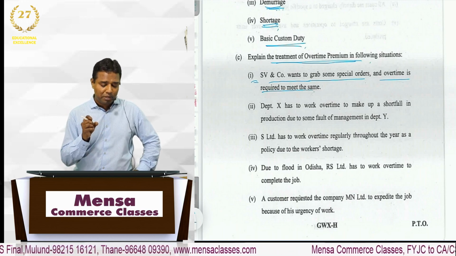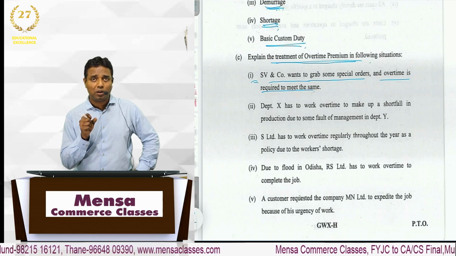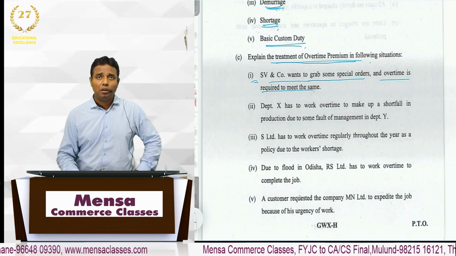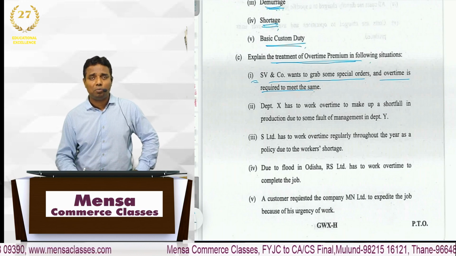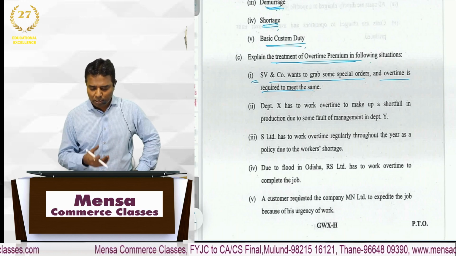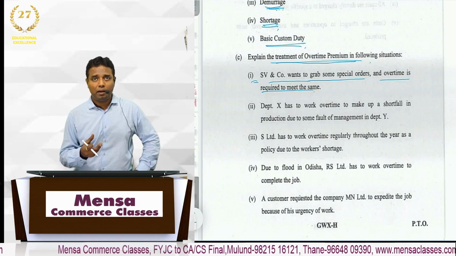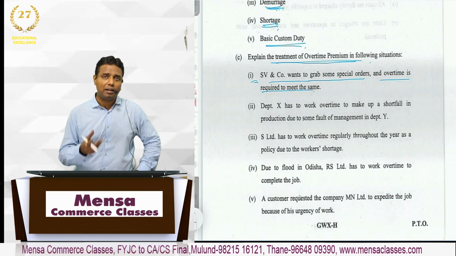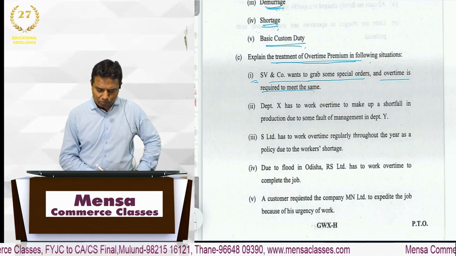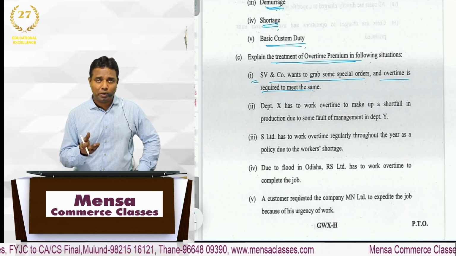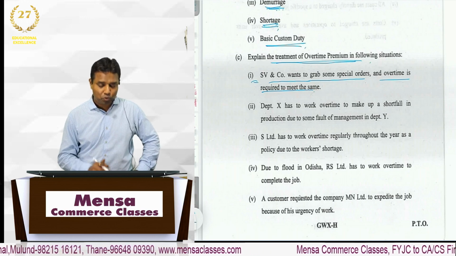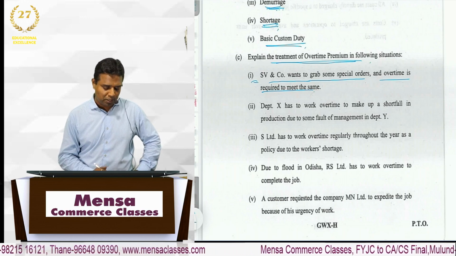Now, SV Limited is going to grab some special orders, for which they are going to incur overtime. Special order, no, it's not part of your normal course. So if this overtime is for the special order, then it should be treated as overhead and will form a part of your cost of production. It will be charged to that particular department or to that particular order to find out what is the true profit or loss which you have earned.